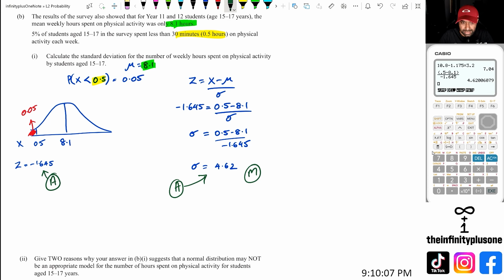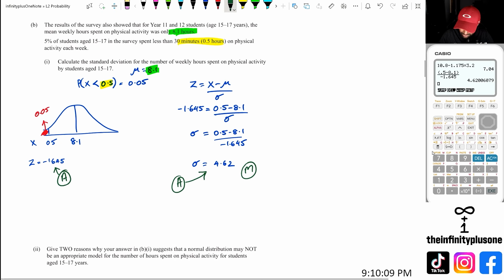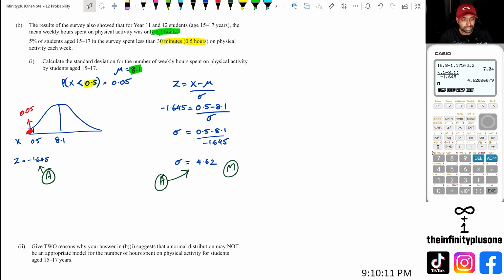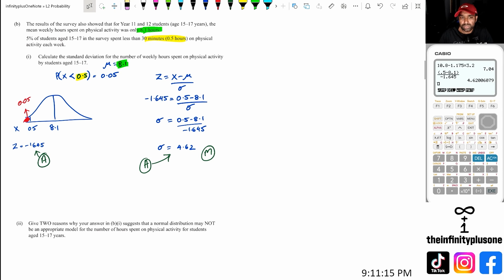All right, now the next part of this question is where you're looking at the excellence ones. It says, give 2 reasons why your answer in B1 suggests that a normal distribution may not be appropriate. With this question, you've got to think like a 15 to 17-year-old. The first thing you would say is that you wouldn't expect 15 to 17-year-olds to have a normal distribution, like a symmetrical curve.